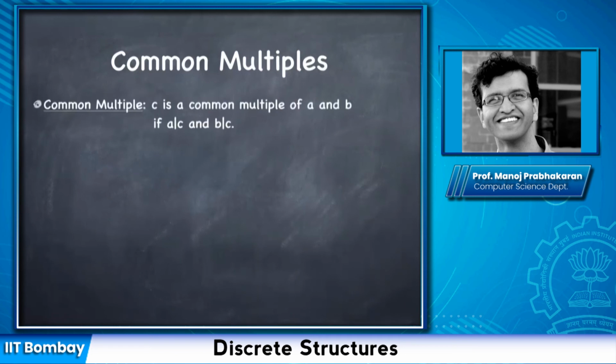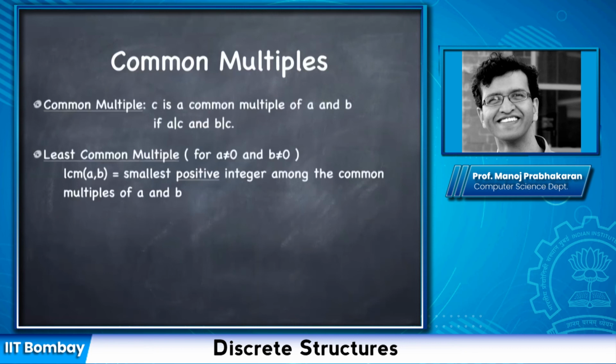So, C is a common multiple if both A and B are divisors of C. So C is a multiple of A and C is a multiple of B. And here, an interesting quantity to define is the least common multiple, or LCM, of A and B. Remember GCD was defined for all pairs other than 0, 0. Here it's defined only when both A and B are non-zero. We allow them to be negative, but you could always think of A and B as positive if you want. In any case, we define the LCM to be a positive integer.